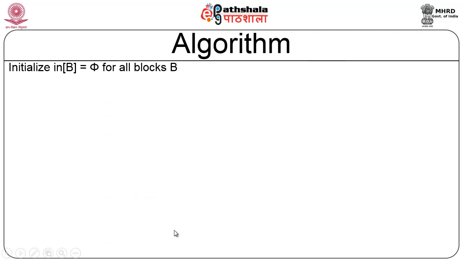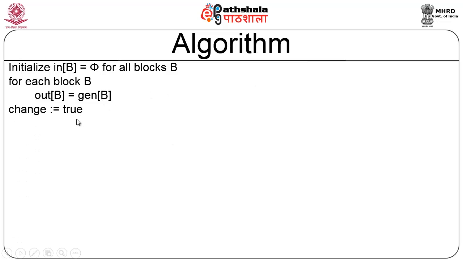This is the algorithm. Initialize in of B equal to null for all blocks B. Then for each block B, you initialize out of B equal to gen of B. Now we already computed gen and kill, right. So out is assumed to be equivalent to gen itself. You will compute gen of a particular block and assign it to out. So this is also done.